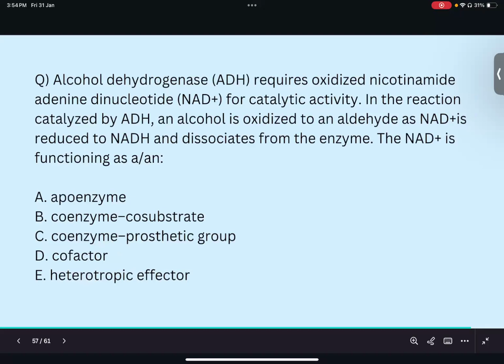Alcohol dehydrogenase requires oxidized nicotinamide adenine dinucleotide for catalytic activity. In the reaction catalyzed by ADH, an alcohol is oxidized to an aldehyde as NAD+ is reduced to NADH and dissociates from the enzyme. The NAD+ is functioning as... here the answer is B, co-substrate, because as we said, co-substrates dissociate from the enzyme. An example was NADH. What does not dissociate is the coenzyme prosthetic group, so it will not be the answer.